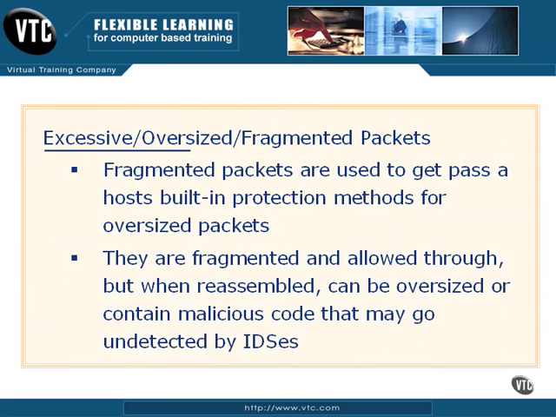Now, fragmented packets are a way that hackers use to get past the built-in protection methods that hosts have. What happens is these packets are fragmented into smaller pieces and sent through. Now, the host tries to process them, but when they're reassembled on up the TCP/IP stack, they can be oversized, or they can even contain malicious code. And the reason a hacker will do this is that IDSs sometimes cannot detect malicious code in fragmented packets, or they can't determine if a packet is going to be oversized when it's reassembled. So once the packet is reassembled, it becomes oversized, the computer can't process it, and it starts to degrade in performance. Malicious code also can be sent through this method.